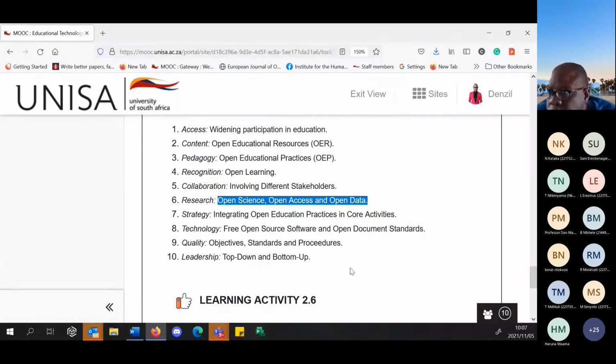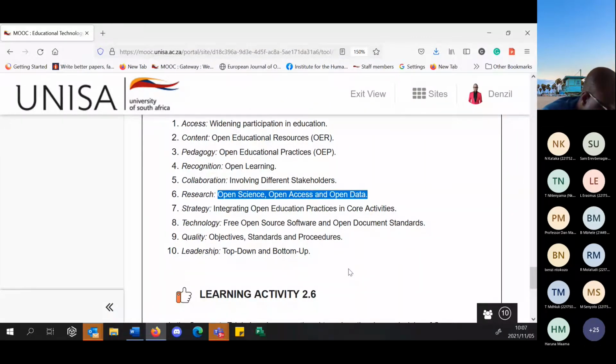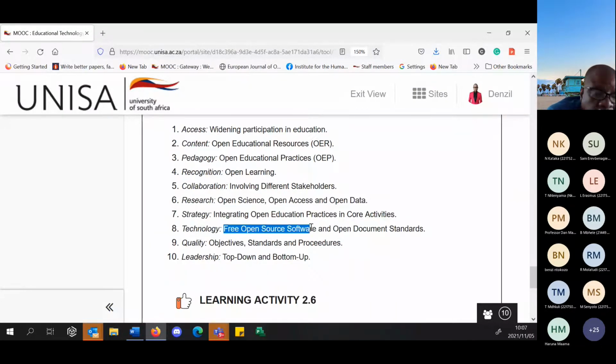Strategy, integrating open educational practices in core activities. And then technology, and this is quite critical, colleagues, free open source software and open document standards. How do we ensure that the technology that we are using is free and open source, accessible to our students, as opposed to being proprietary, right? So this also becomes quite critical for us when we start bringing the discourse of openness into technology.